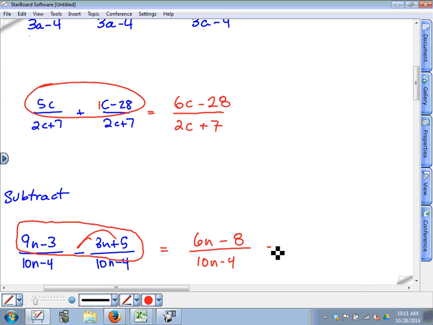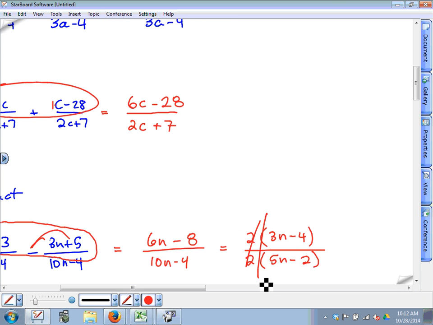If you factor out a 2 from the numerator, you're left with 3n minus 4. What can you factor out of the denominator? Another 2. That leaves you with 5n minus 2. Well, what was the whole use of that? 2's are gone. See you later, 2's. That would be the simplified form of the answer: 3n minus 4 over 5n minus 2.